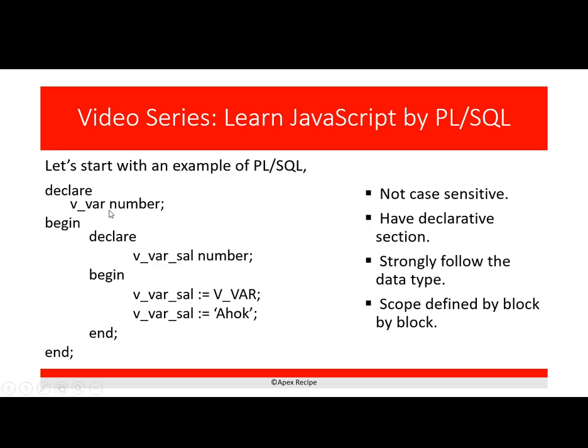That means you see this is the parent block and this is the nested block. In the nested block, v_var is called and there would be no error. But if we try to assign a string to the v_var number variable, it will definitely raise an error.